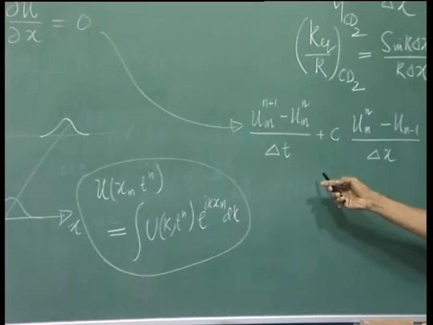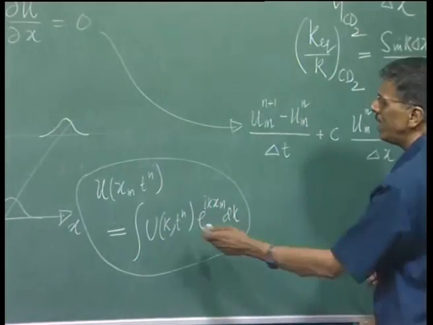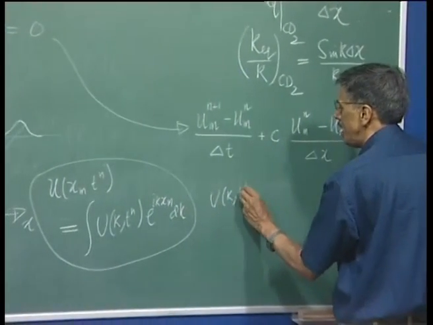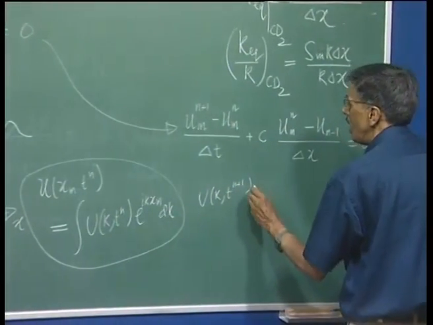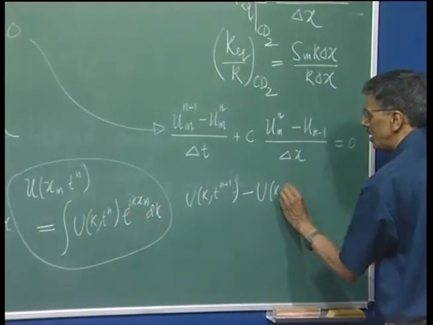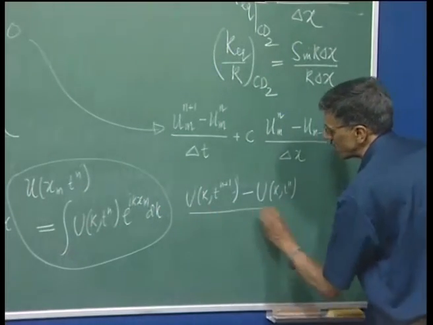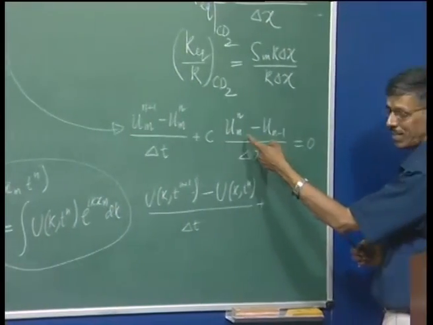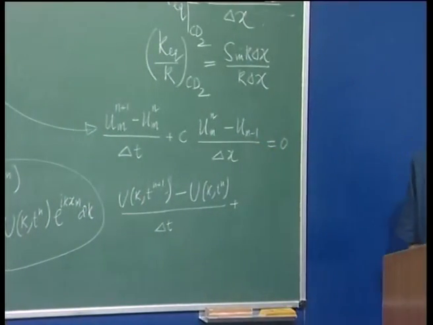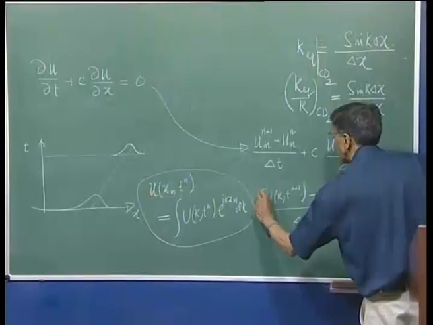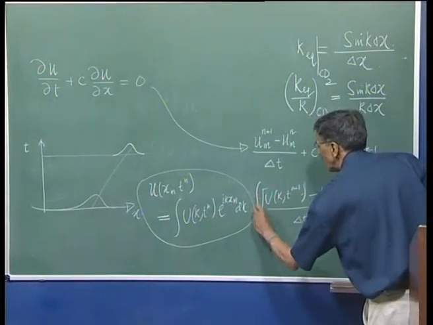So, I can substitute it there. So, what we are going to get is basically from here I will get u of k, t n plus 1, and from here I will get u of k, t n, and this is divided by delta t, and c, what am I going to get here? What I have just now written here. This is the expression that is given. So, what we are going to get? So, this whole thing that we are writing comes under the integral sign.